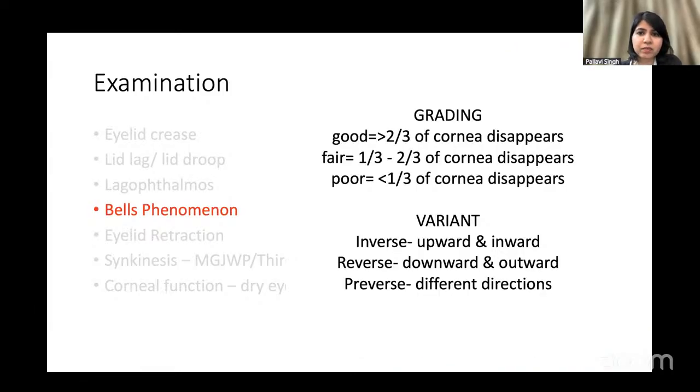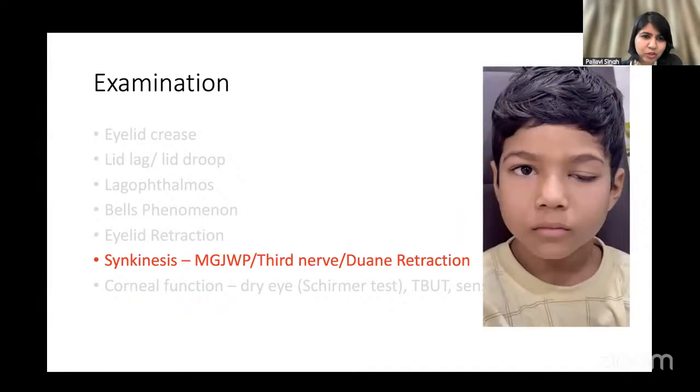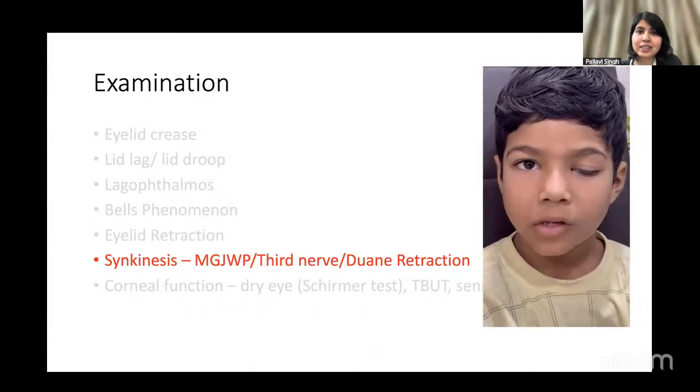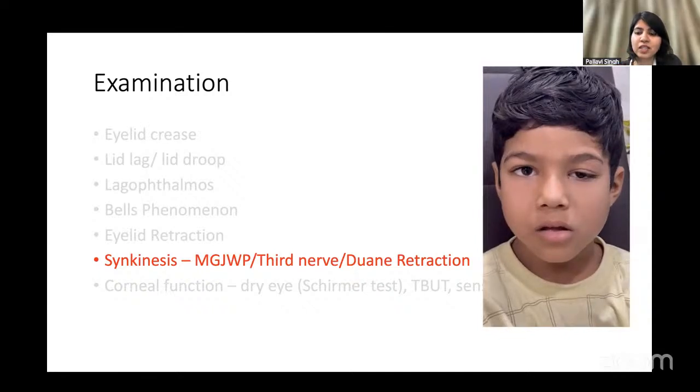Again, this is the grading of Bell's phenomenon; you can find it in most of the textbooks. Check if there is any associated eyelid retraction, and if there is any synkinesis. A lot of patients present to us with Marcus Gunn jaw winking, so always make sure that you make them move their jaw. A lot of times Marcus Gunn is associated with monocular elevation deficit, so be careful about looking at the extraocular movements in these cases.